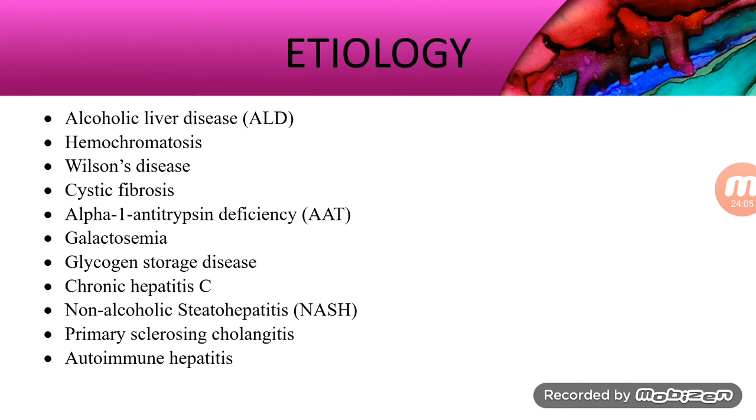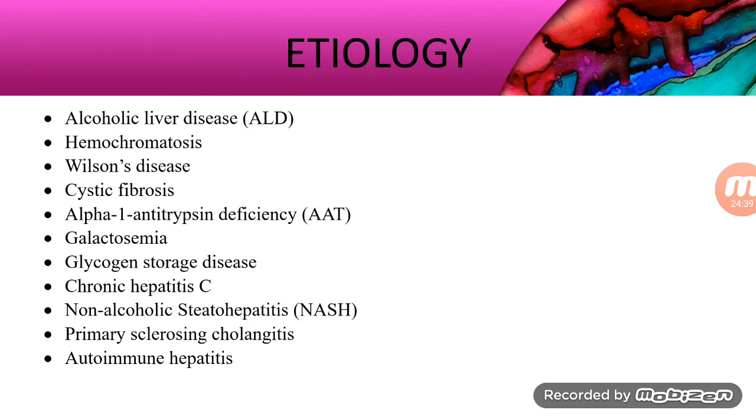What is this alpha 1 antitrypsin? This alpha 1 antitrypsin is a protein produced by the liver. So due to any genetic, inherited problem, if there is deficiency in this alpha 1 antitrypsin, then this condition, alpha 1 antitrypsin deficiency, will occur. So due to this condition also liver cirrhosis can occur.